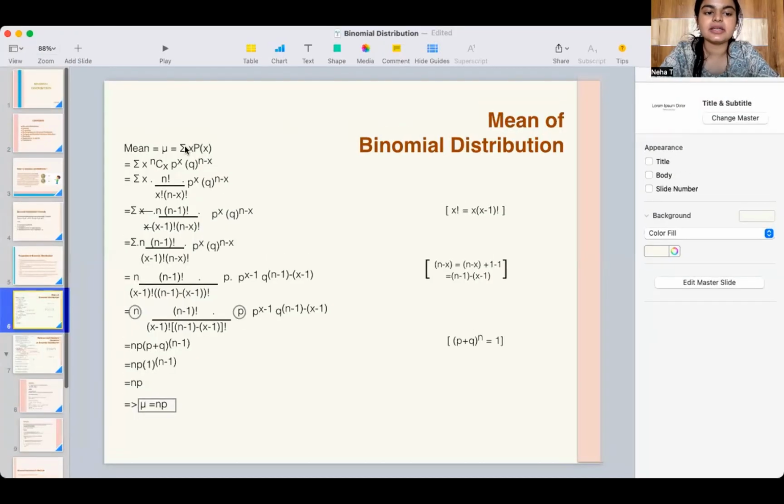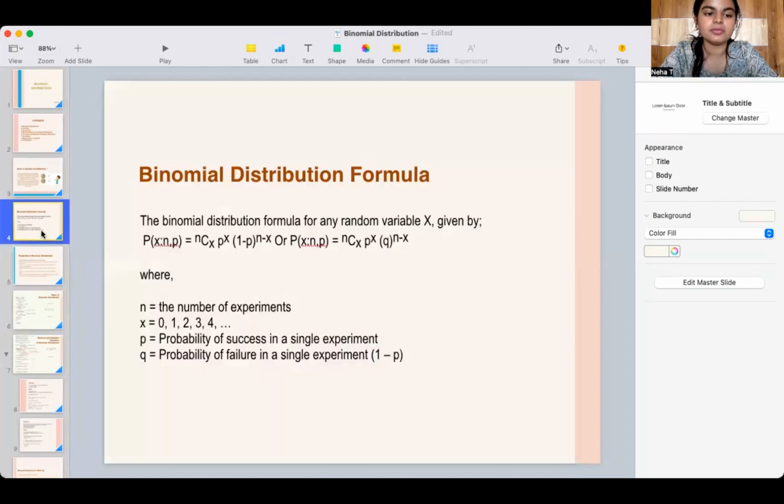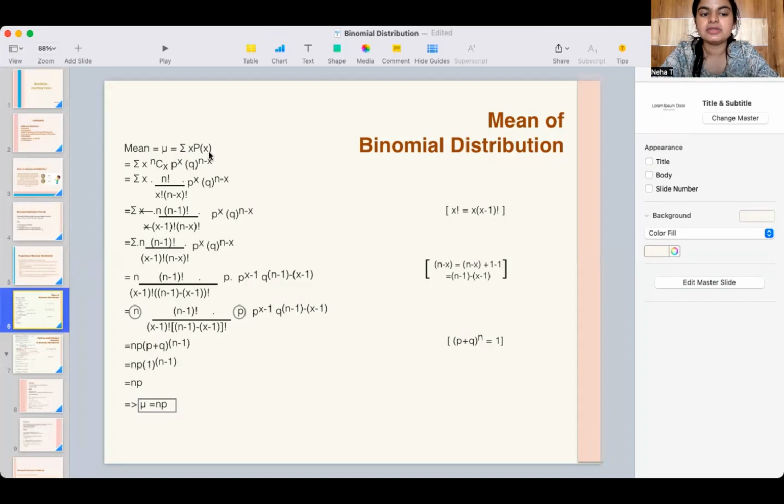So here first mean, which is mu, equals the summation of x into P(x). We saw the formula for P(x), that is nCx p^x q^(n-x). So that is the formula for P(x) in binomial distribution. So P(x) will be replaced by the formula nCx p^x q^(n-x). This equals the summation of x into nCx, which we can write as n factorial by x factorial into (n minus x) factorial, into p^x q^(n-x).